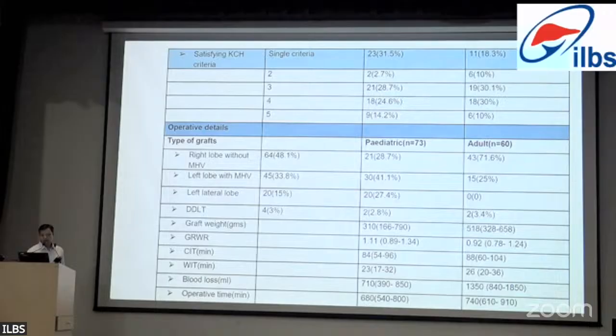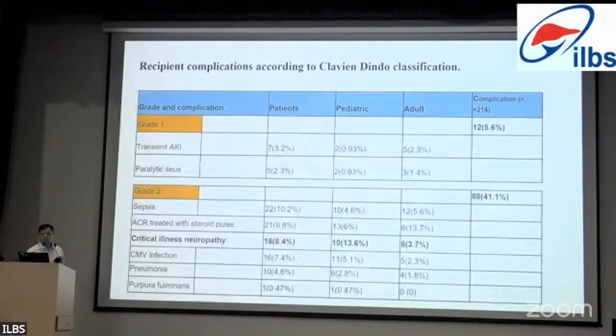The cold ischemia time and warm ischemia time are kept almost to a minimum, by balancing both the recipient and donor operations. The blood loss is 710 in pediatric and 1300 to 1350 ml in adult patients. Operative time is 680 and 740 minutes.